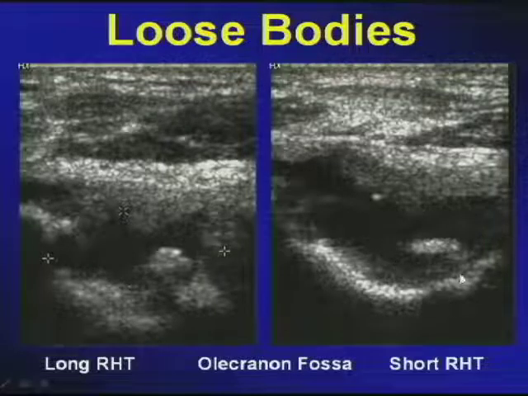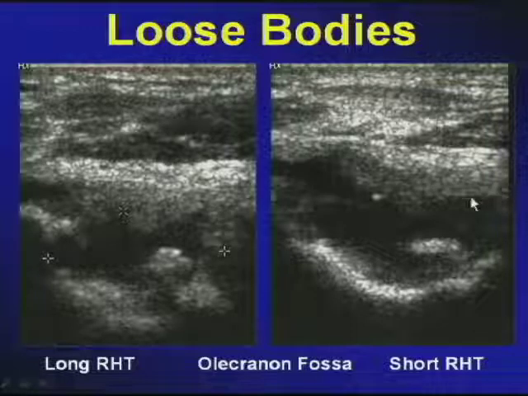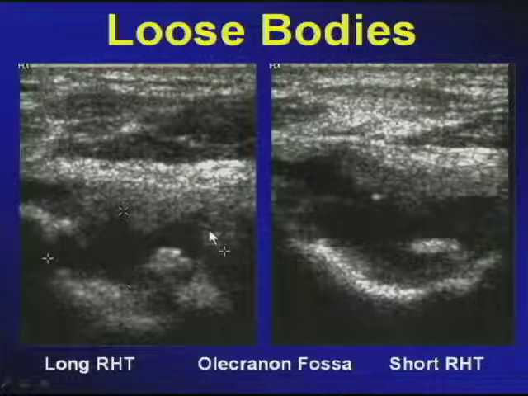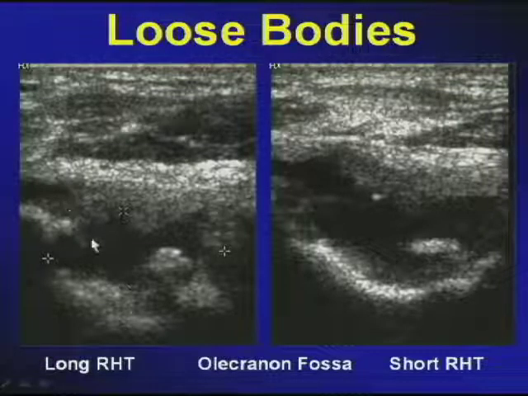also on short axis. The degree of fluid in the olecranon fossa shows that distension indeed helps us outline the proliferative changes and the nodularity of the synovitis that accompanies this loose body.